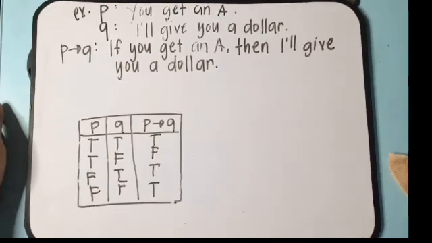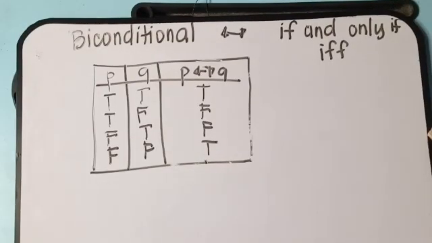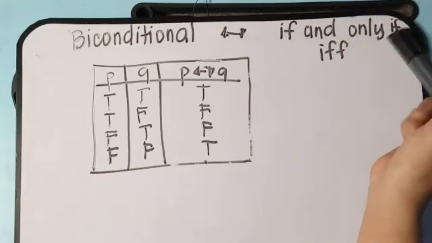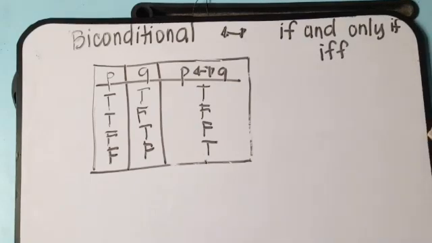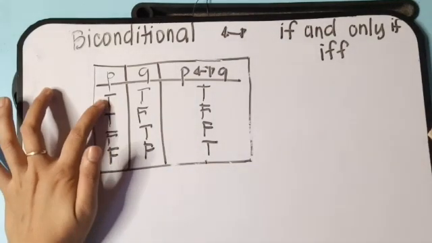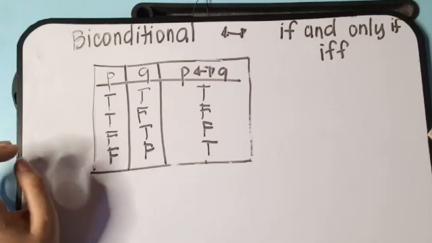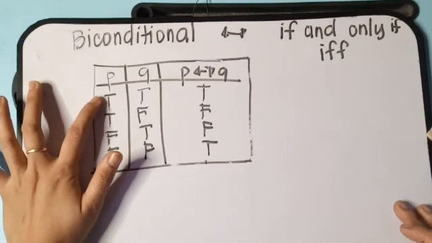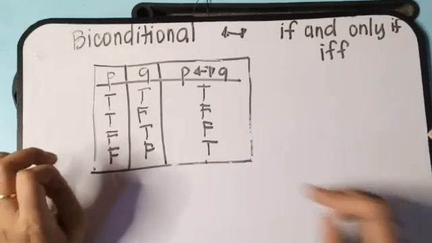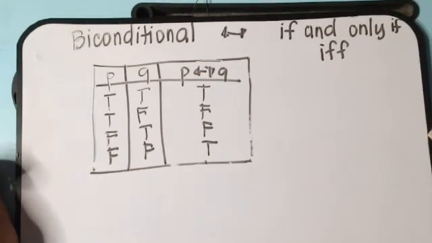Next, let's have the last one. Okay, next, let's have the biconditional, wherein the symbol we use is this one, and the word is the if and only if, or this one, the shortcut. So for the biconditional, this statement P, if and only if Q, is true if and only if both P and Q, or both propositions, are either both true or both false. So we can say that the biconditional is true if and only if both propositions are true or false. Then the rest of course is false na siya. Okay? So that is the biconditional.